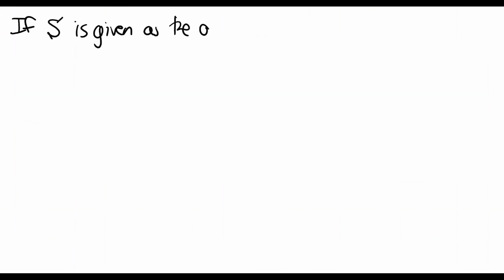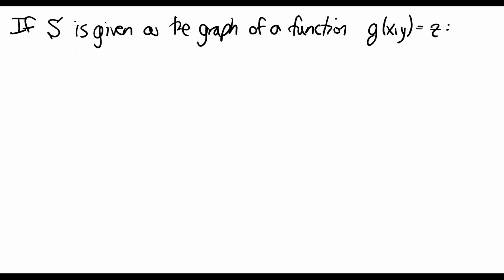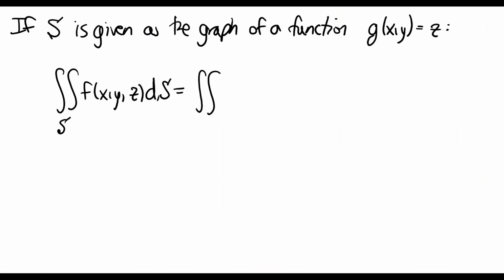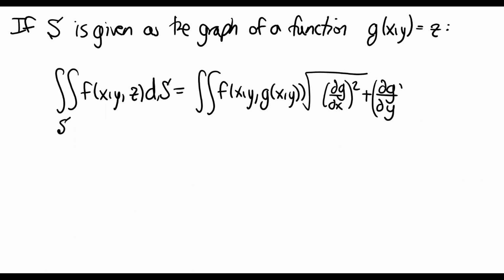If S is given as the graph of a function z equals g of xy, instead of a parameterization, we can use an alternate formula. The surface integral of f over S is computed by substituting g of xy for z, and multiplying by the square root of the partial of g with respect to x squared plus the partial of g with respect to y squared plus 1 times dA. The domain D depends on x and y.